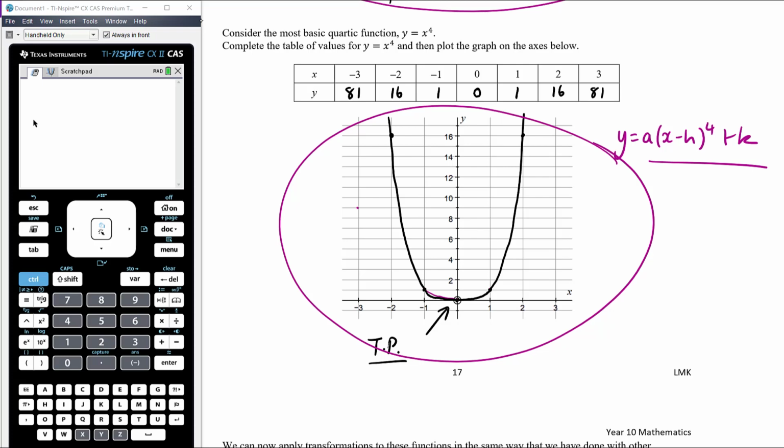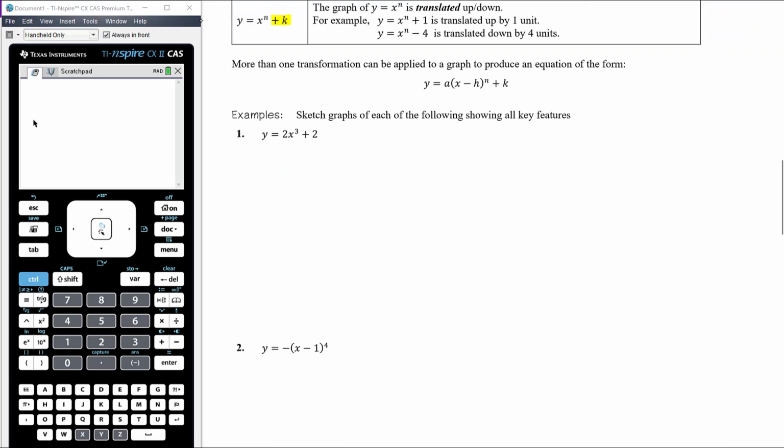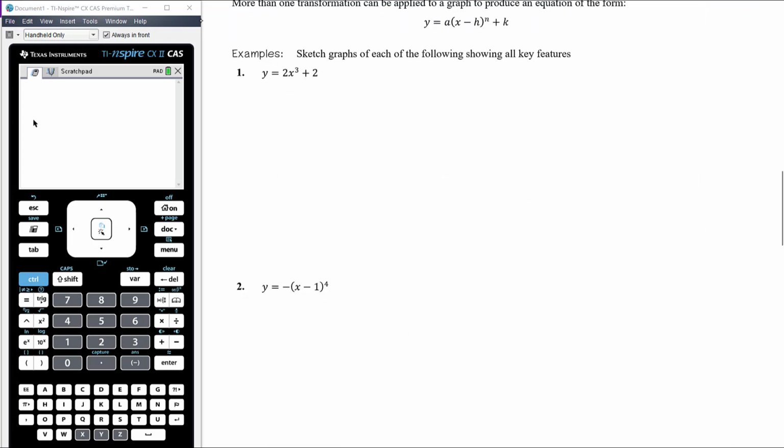But for now, we're going to focus on these particular ones, so putting together what we know about parabolas with these two new shapes. Okay, sketch graphs of each of the following showing all key features. So let's think about what's happening here. Our shape here is a cubic shape. It has been dilated by 2 from the x-axis.